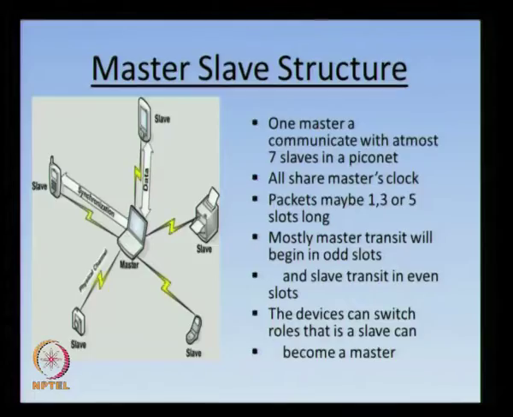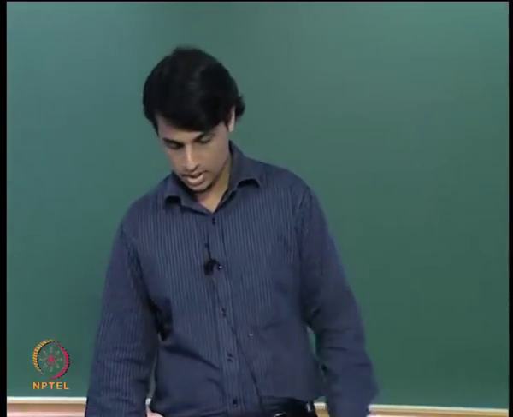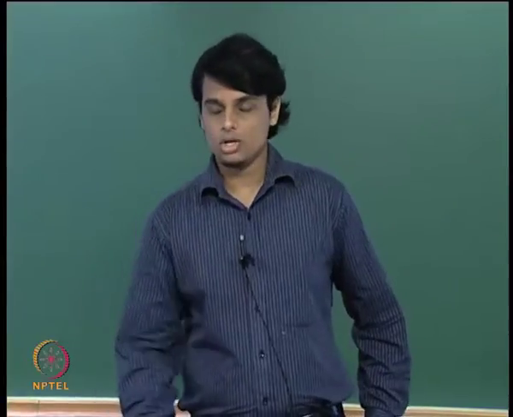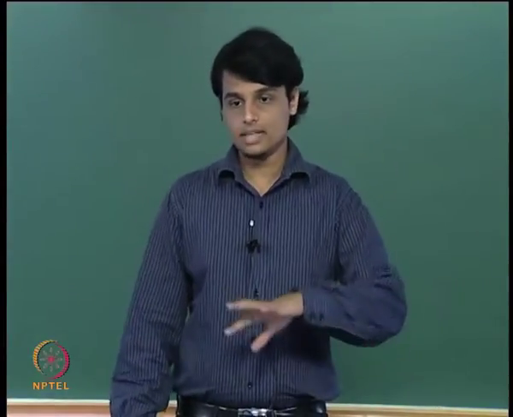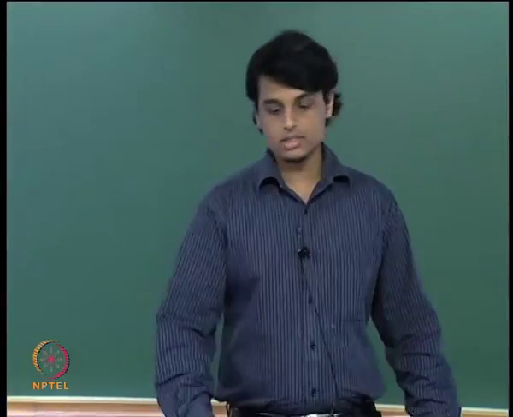So what is master slave structure? While transmitting data, the sender is the master and the receiver is the slave. In a master slave structure of Bluetooth, a master can have at most 7 slaves and all should have the master's clock. The master may transmit during odd cycles while the receiver transmits during the even cycles. And as you all know, the master and the slave can switch their roles during transmission.